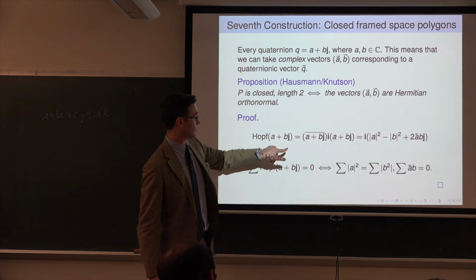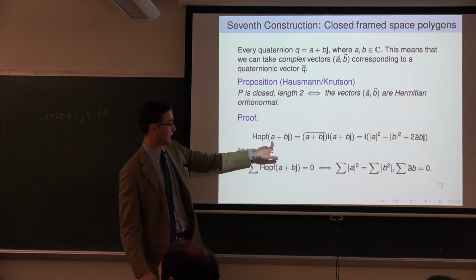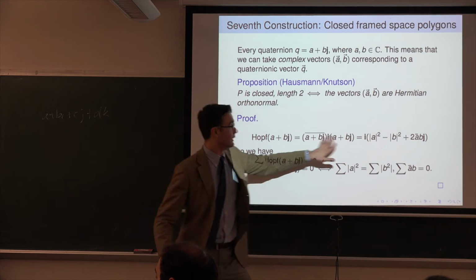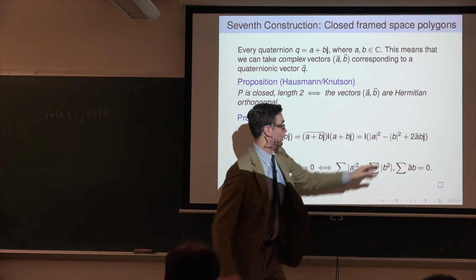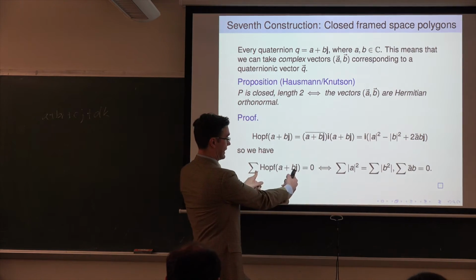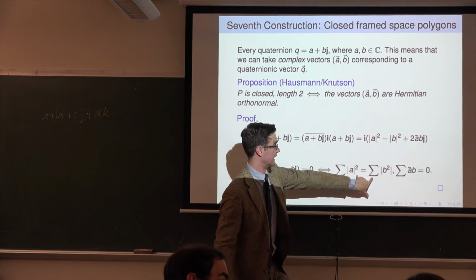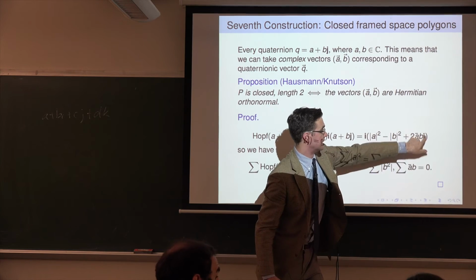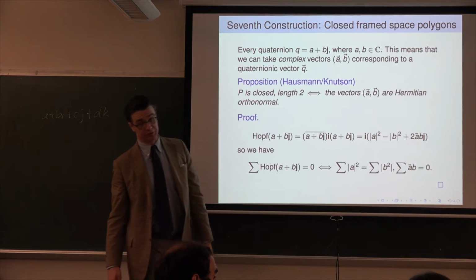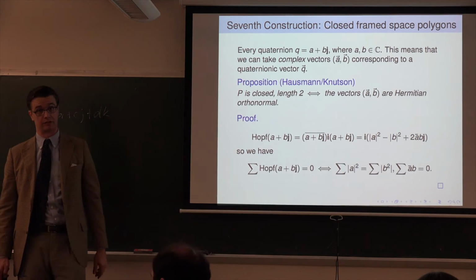Hopf applied to a single quaternion, where I think of the quaternion as a complex number plus a complex number times j, looks like this. And so if you want the sum of all the edges to be 0, you need the i part to be 0. That's saying the lengths of the A and the B are the same. And you need the j and k parts to be 0. That's telling you that the Hermitian inner product of the two vectors is equal to 0.